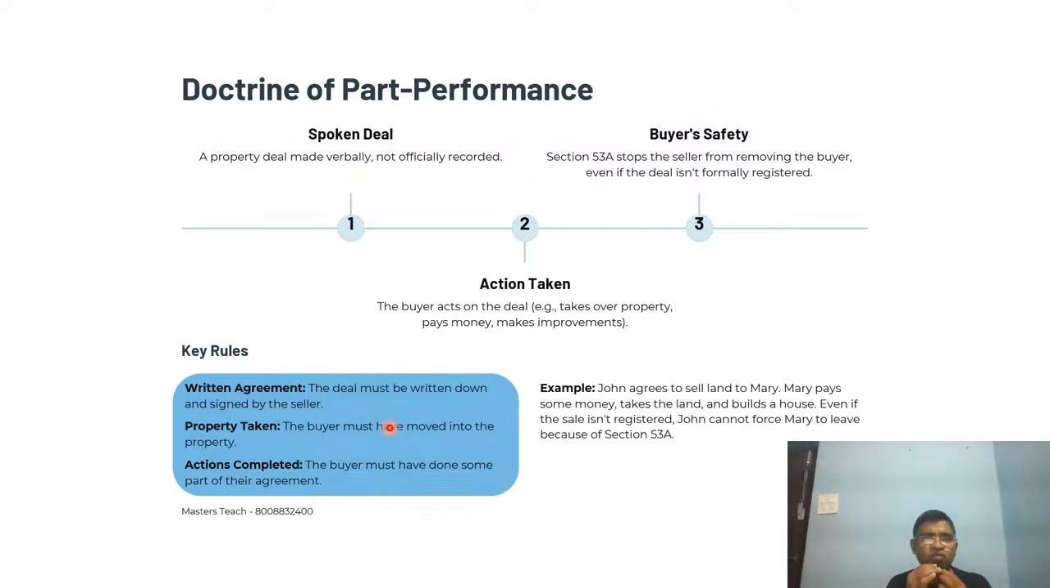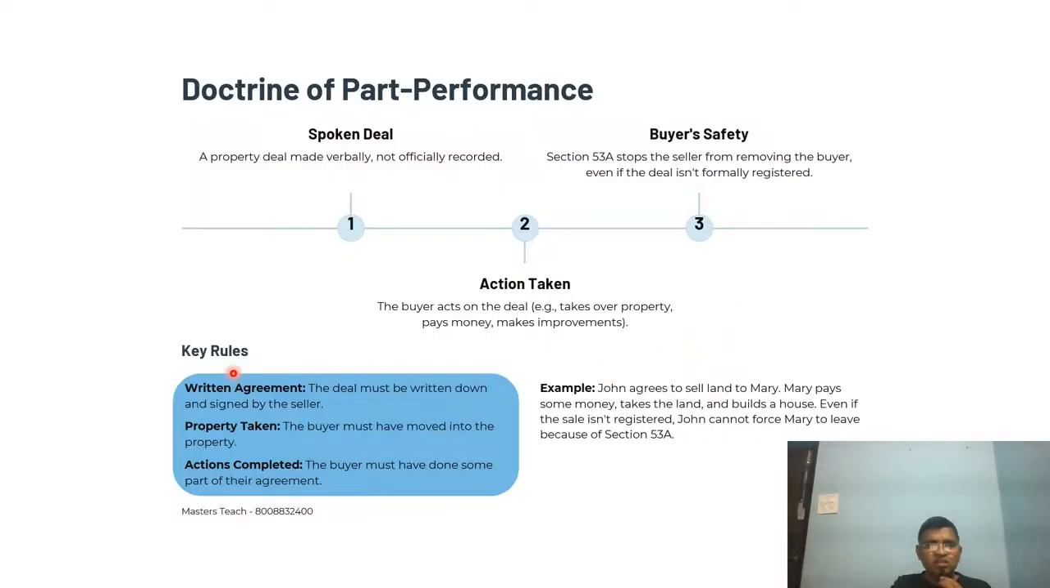So, doctrine of part performance: spoken deal, action taken, buyer safety. Spoken deal means a property deal made verbally, not officially recorded. Action taken: the buyer acts on the deal. Example, takes over the property, pays money, makes improvements. Buyer's safety: Section 53A stops the seller from removing the buyer even if the deal is not formally registered.